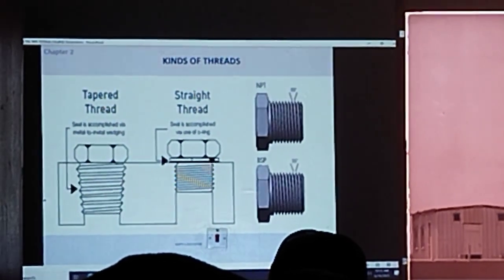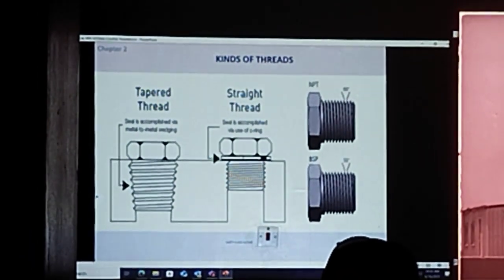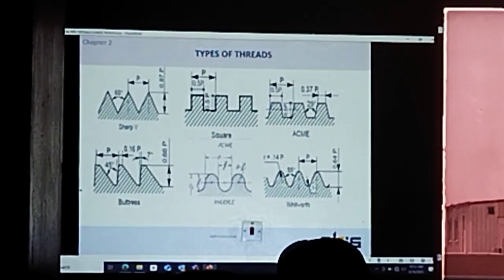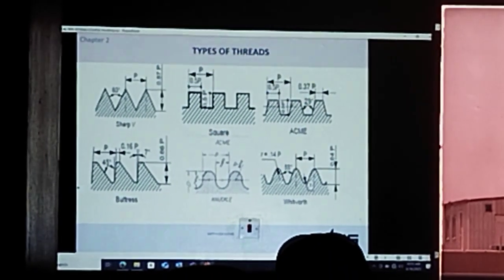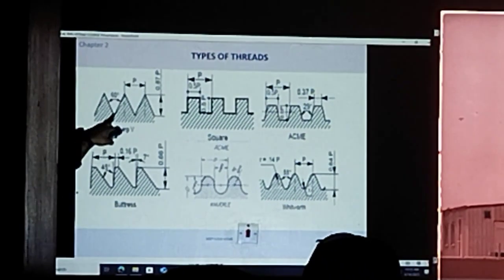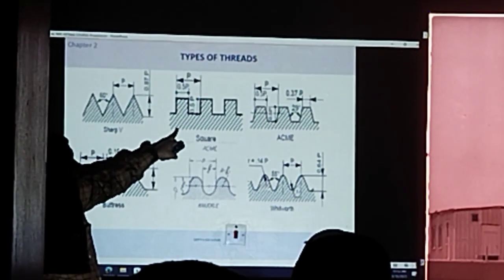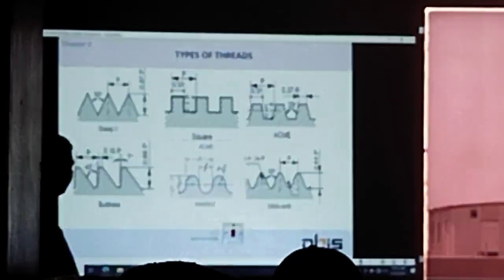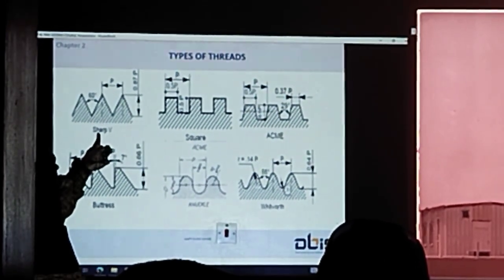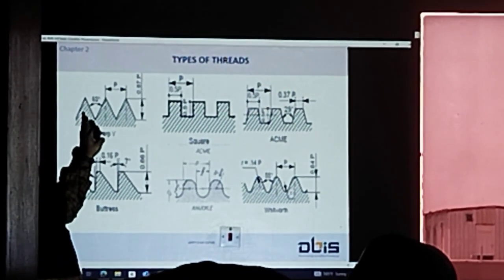You know gauges? Gauges are mostly used by millwright people. Feeler gauge, thread pitch gauge, screw gauge. Many gauges are there. Types of threads: V thread, square thread, acme threads. Only these three are very important, but especially these two. Short square V thread. It is called V shape thread. The thread angle is V shape.